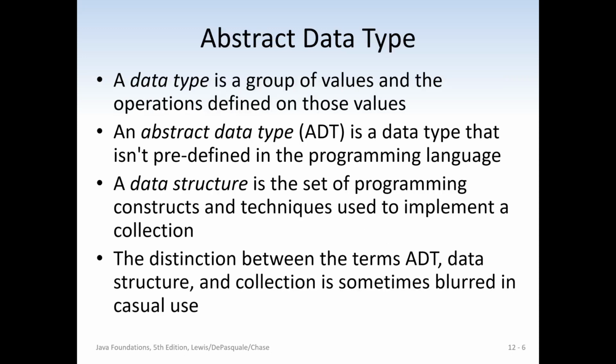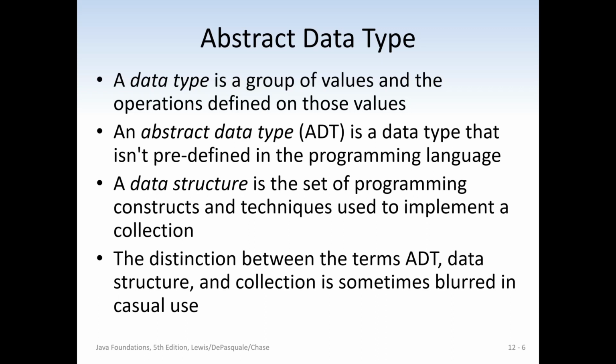So a data type is a group of values and the operations defined on those values. We have some built-in data types in Java, like integers and floats and characters. But we also have user-defined data types, right? Like objects. Sometimes these are called abstract data types. It's a data type that isn't predefined in the programming language. I don't think this is a really accurate description, in my opinion. An abstract data type is usually the abstract idea of how a data structure is implemented. Like, how does it work? Like a stack. How does a stack work?